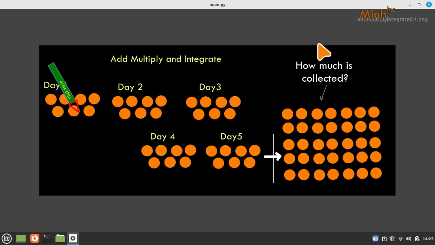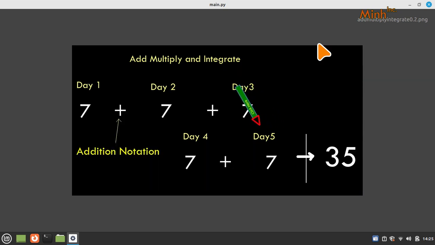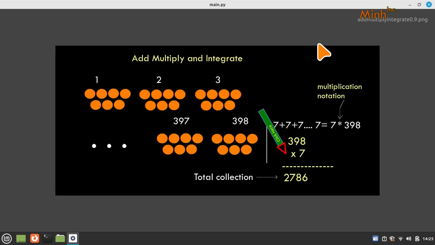Like if the collection of balls is 7 every day, after 5 days it is 7 plus 7 and so on, which comes to 35. Or if the number of days is too many, like 395 days with 7 collected each day, then addition is not practical and it comes to 7 into 395, that is this much.